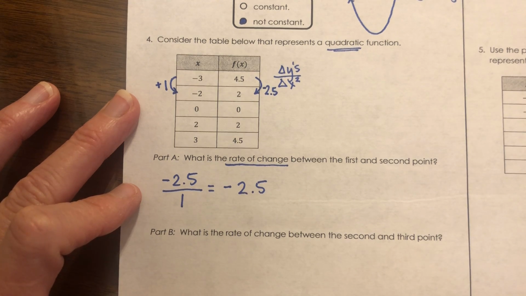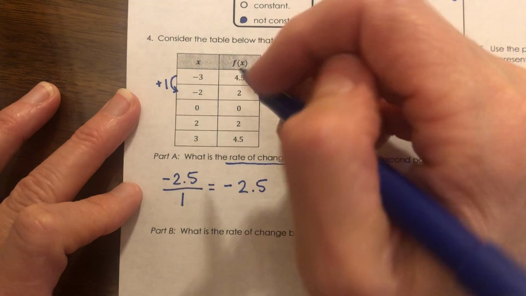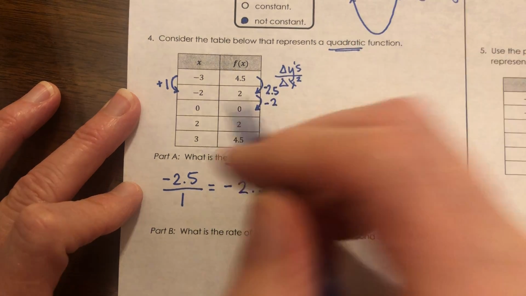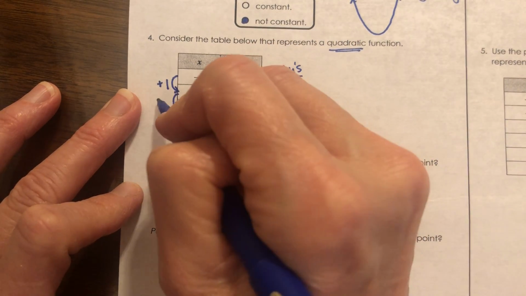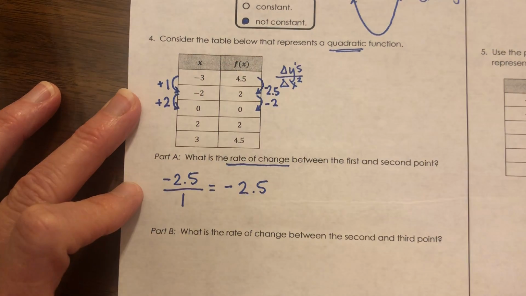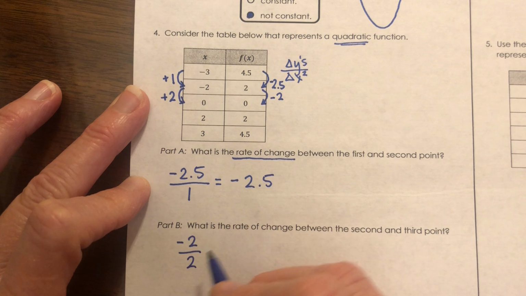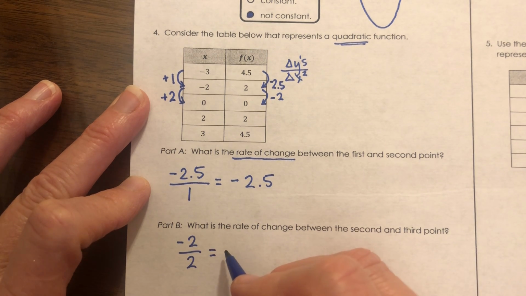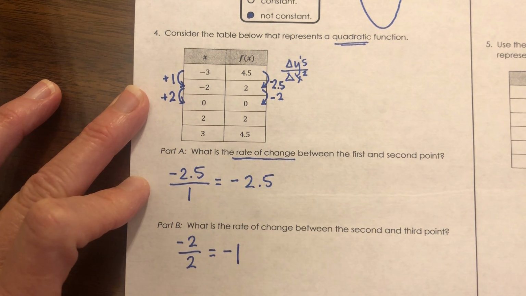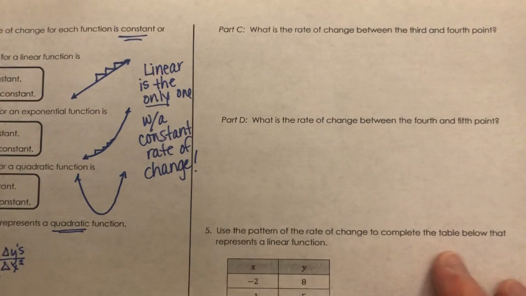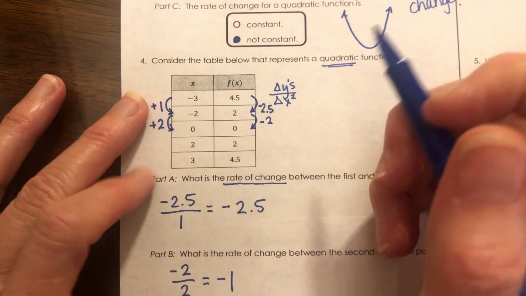What is the rate of change between the second and third points? All right, 2 to 0 is a drop in 2, and -2 to 0 is a rise of 2. So your -2 over +2 simplifies to -1. So the rate of change between the second and third point is -1. What is the rate of change between the third and fourth point? That's your next question. So let's look at that.